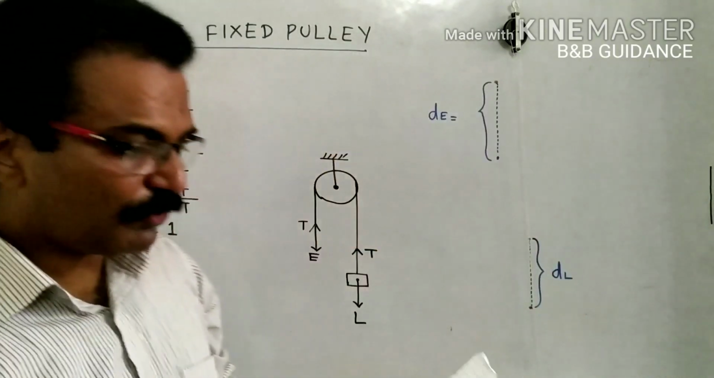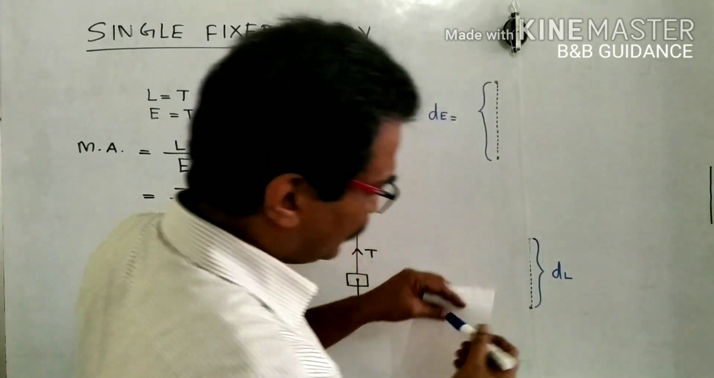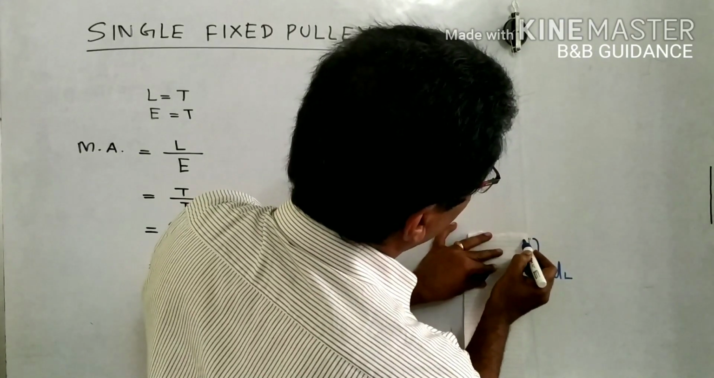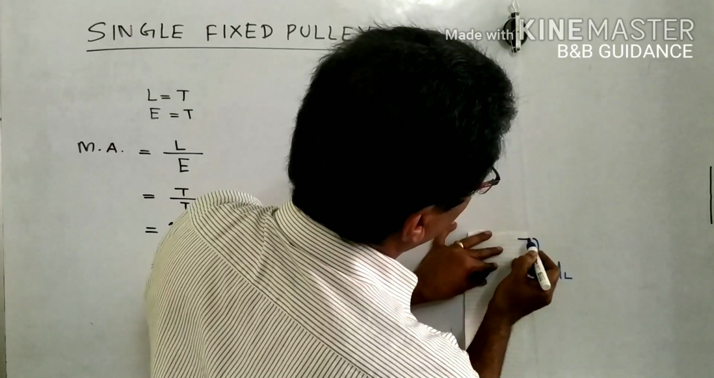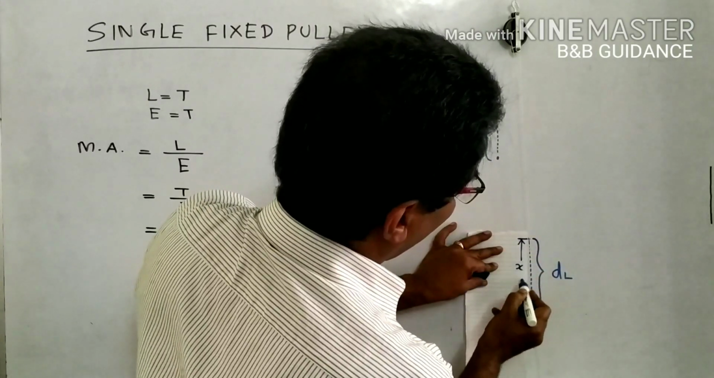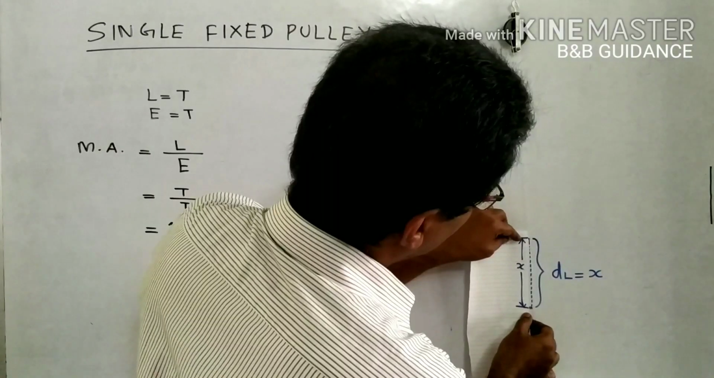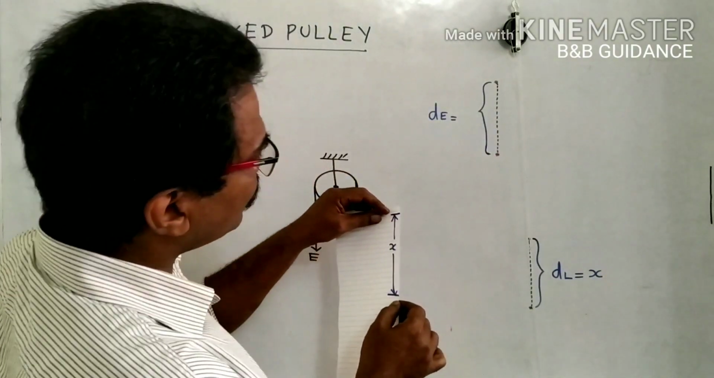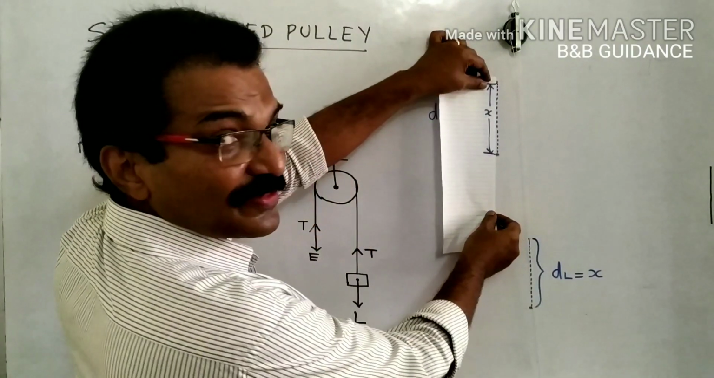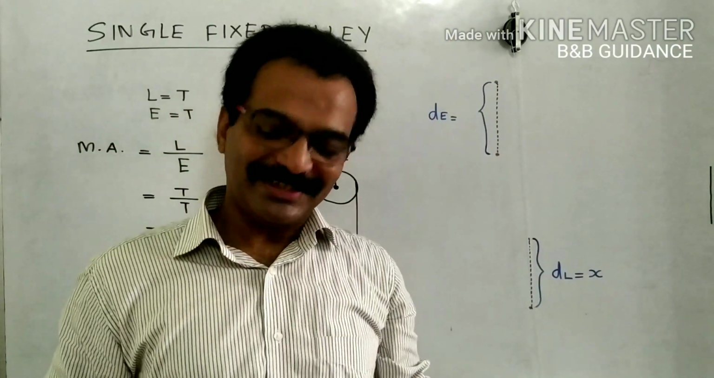Displacement of load I am taking, with the help of this. Let me mark it here. I hope you can see clearly from here. I am making one marker from here to here. I am taking this distance as x. Displacement of load is equal to x. Let us see displacement of effort. Same. Displacement of load is equal to displacement of effort.